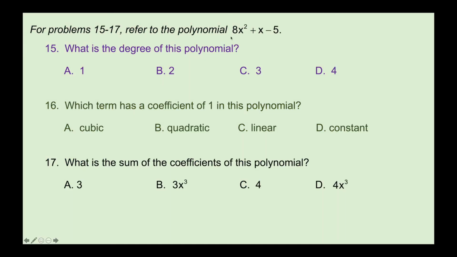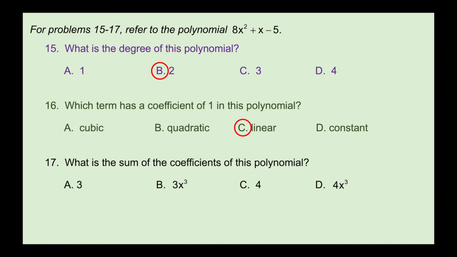Now for this example, again, I'm confirming that it's in standard form before I start answering questions. The degree comes from the highest exponent, which is going to be 2. For 16, which term has a coefficient of 1? So if I look at first it says cubic. We don't even have a cubic one in this one, so it definitely doesn't have a coefficient of 1. Quadratic, that one has a coefficient of 8. If I look at my linear term, there's no number written in front of it, which means it's got to be a 1. So this is going to be C.